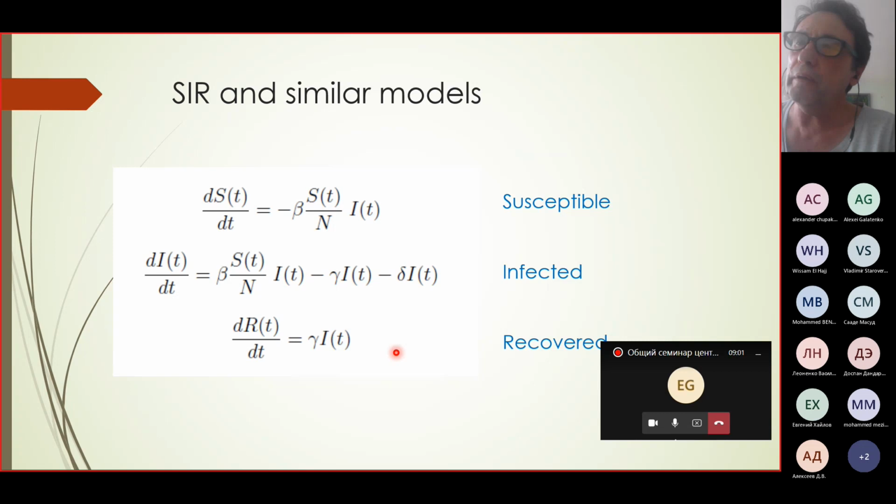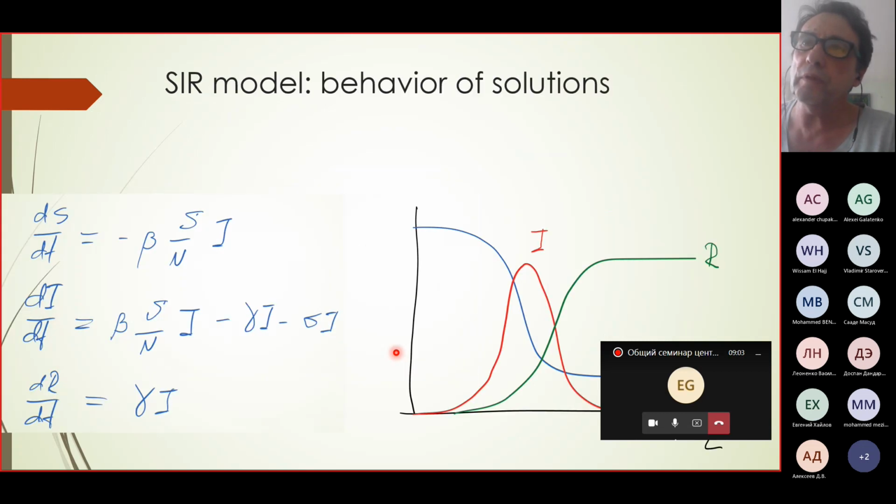But now let us recall some main properties of this model. First of all, the solution is shown here qualitatively. The number of susceptible, the blue curve here, is monotonically decreasing. The number of recovered is monotonically increasing. And the number of infected first increases and then decreases to 0.